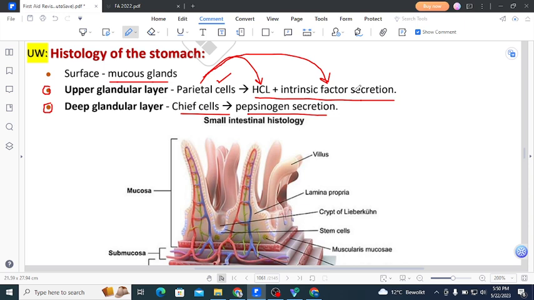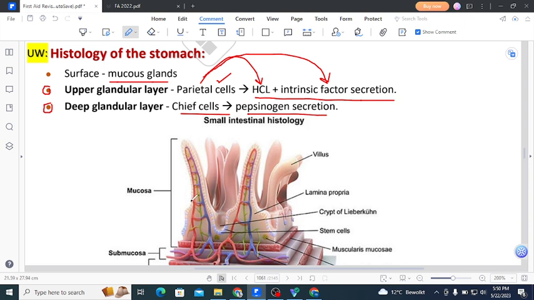remember that the upper glandular layer contains the parietal cells, then the deep glandular layer contains the chief cells, and that is responsible for the pepsinogen secretion. This pepsinogen is a proenzyme. It will be converted into the active form, that is pepsin, after the exposure to the HCl.